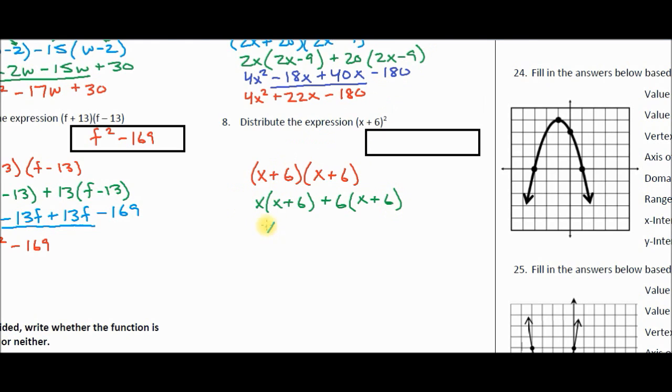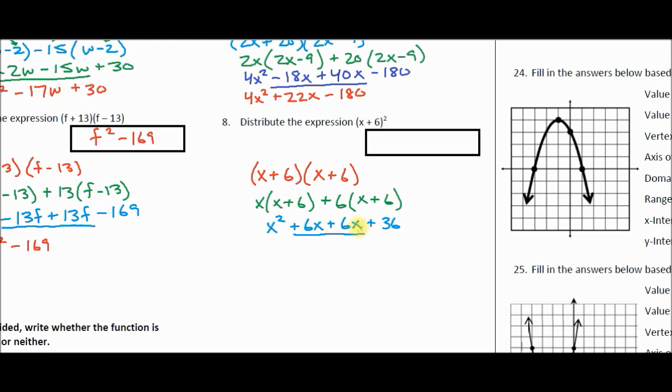x times x is x squared. x times 6 is positive 6x. 6 times x is also positive 6x. And 6 times 6 is 36. I noticed on some of your work, some of you are getting down to the end and you're doing 6 plus 6. Yes, there is a plus 6 here, but it doesn't mean we add. When we distribute the 6 into this binomial, it's 6 times x, and it's 6 times 6.